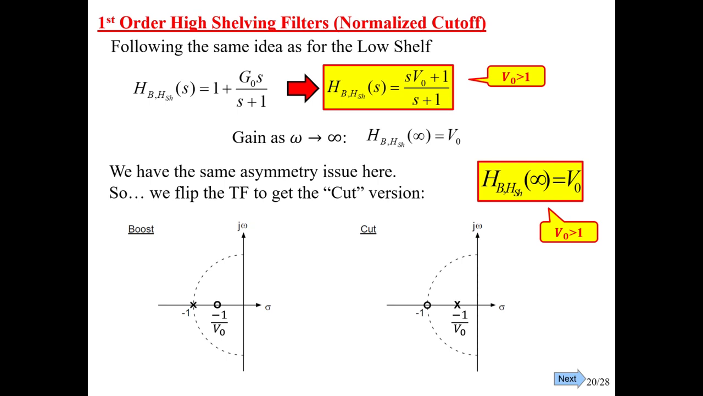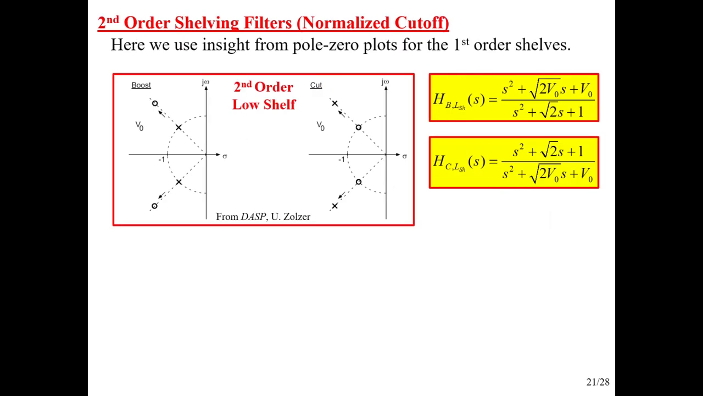And now we see that for the boost, we have a fixed pole there, and the 0 moves back and forth in that region between where the pole is and here. And then for the cut version, the roles of the pole and 0 are interchanged. So those are first order, and for second order shelving filters, we could go through all the same development and end up in the right place.